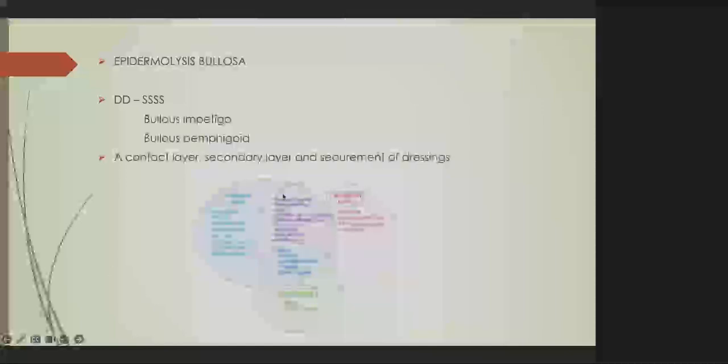And here, whenever we are dressing, what is more important is that there should be three layers. One should be the contact layer, which should be silicone-based dressings. The second layer could be a gauze piece. And the third will be the securement of the dressing with a net.